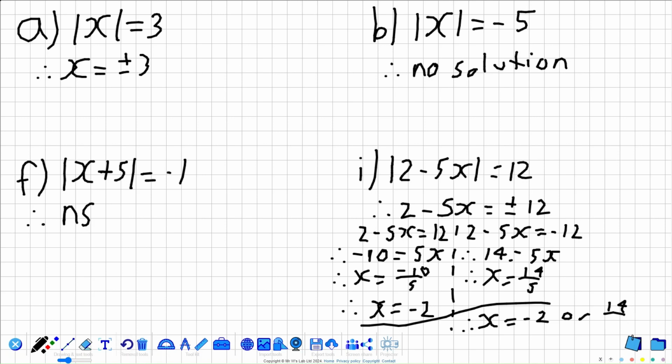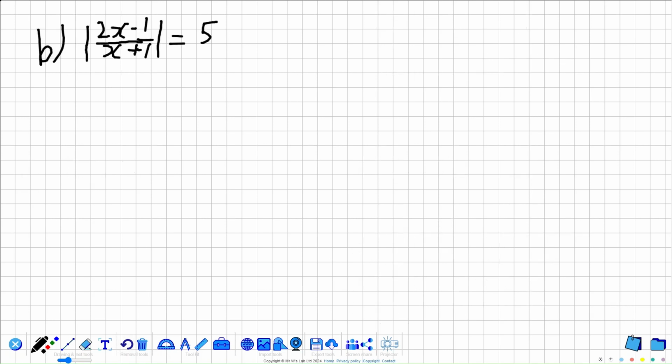We can do a better 5 than that, like that. On to the next one. So we've got a slightly more complicated one this time. We've got a fraction inside a modulus, but it shouldn't be too hard to evaluate. So what we'll do is I'll represent it saying that, therefore, and we'll get rid of the modulus. We'll say 2x minus 1 over x plus 1 equals plus and minus 5.